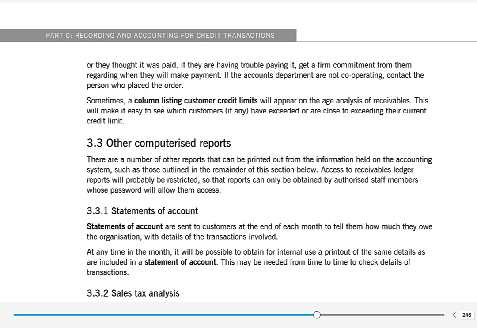Now let us go through the main reports one by one in a clear, practical way. Report 1. Statements of account. What it is.